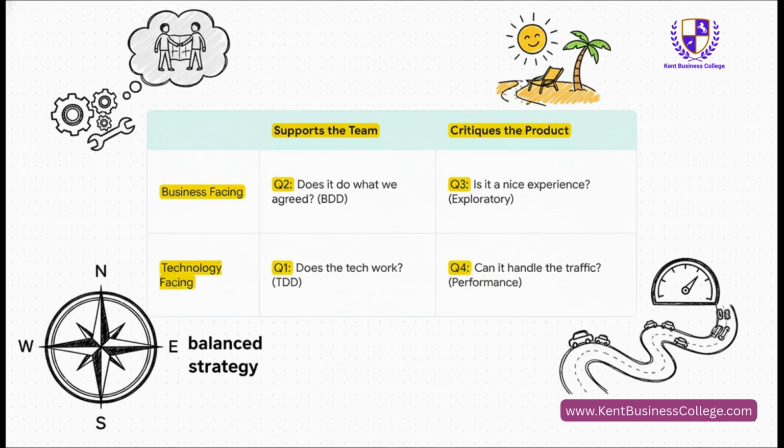And finally, Quadrant 4, bottom right, critiques the technology. This is stuff like performance testing. Will the website crash if all of us try to book our flights at exactly the same time? Using this framework just ensures you're looking at quality from every possible angle.